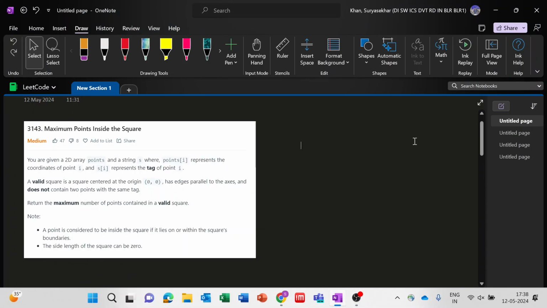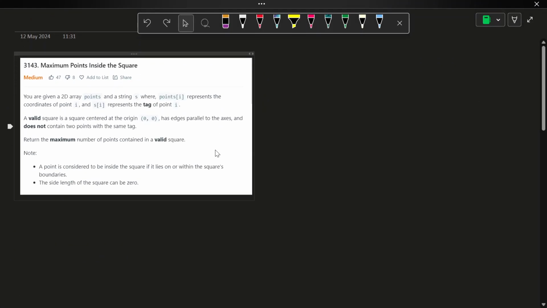Hi, so today I'm going to discuss a LeetCode problem. The LeetCode problem number is 3143, Maximum Points Inside the Square. Okay, so what is the problem statement?